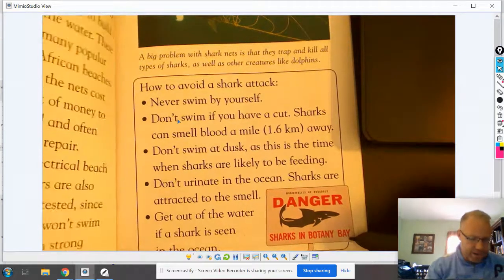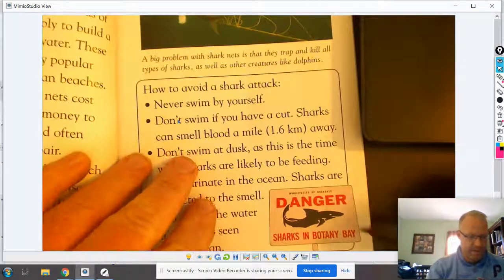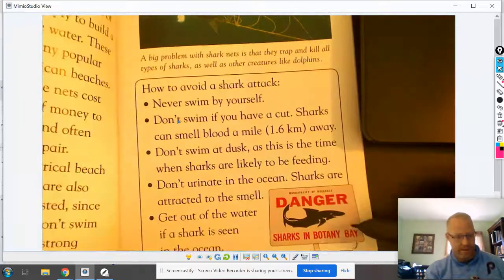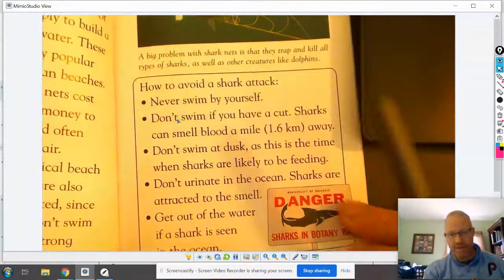Danger! Sharks in Botany Bay. So this would be a sign in Rockdale, and it's telling us to be careful because there might be sharks in the area.